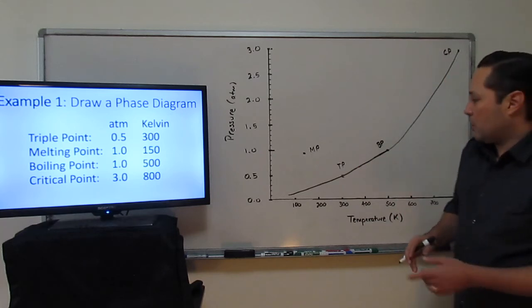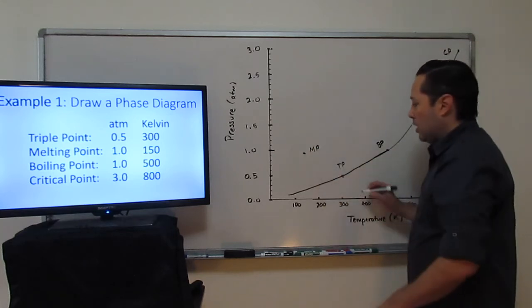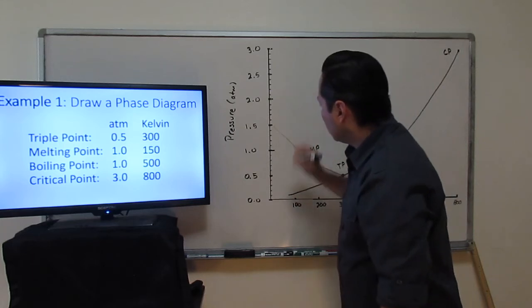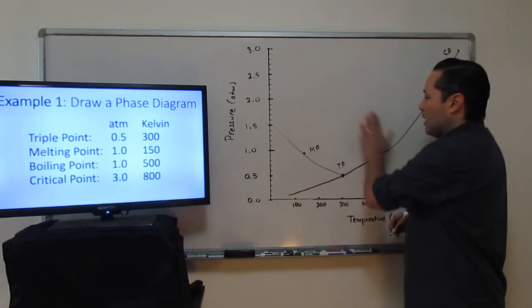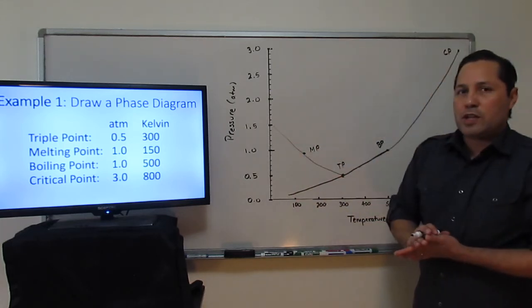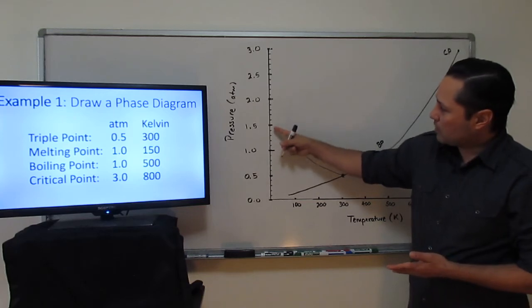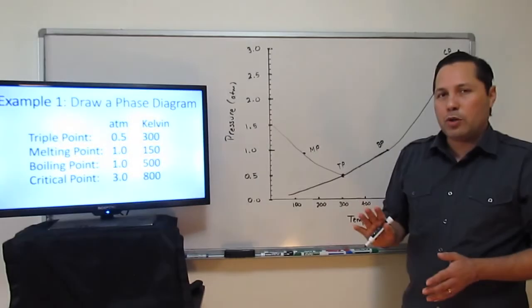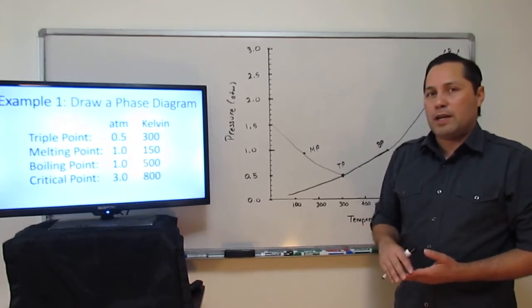Now the next line is going to go from the triple point through the melting point and just continue a bit. All right, and there we have it. Now that's our phase diagram. I do take a little bit of liberty exactly where it's going to go as I go away from the melting point. So if your graph looks slightly different, that's okay.